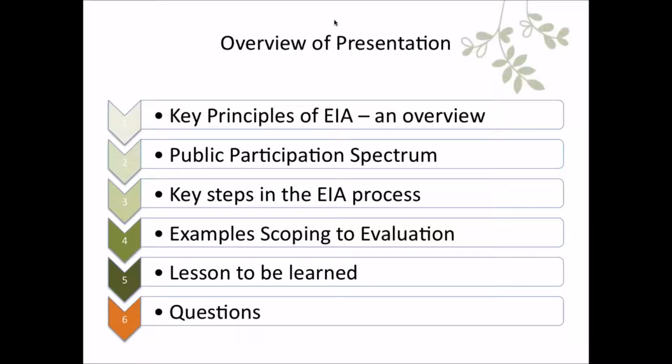Then I want to identify the key steps in the EIA process, and part of this is the work that we've done as part of the Regional Technical Working Group on Environment Impact Assessment, organised by Mekong Partnership for the Environment and PACT and AECEN, and then go through a couple of examples on the scoping or public participation in scoping and evaluation as identified by 2 EIA reports. And then finally, lessons to be learnt from some of the experiences that I've had with environment impact assessment, but also some of the experiences that a lot of the literature has identified.